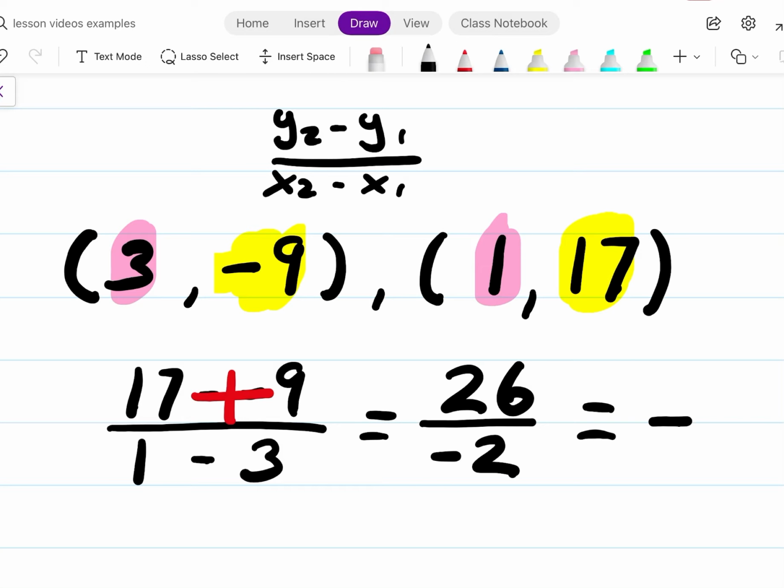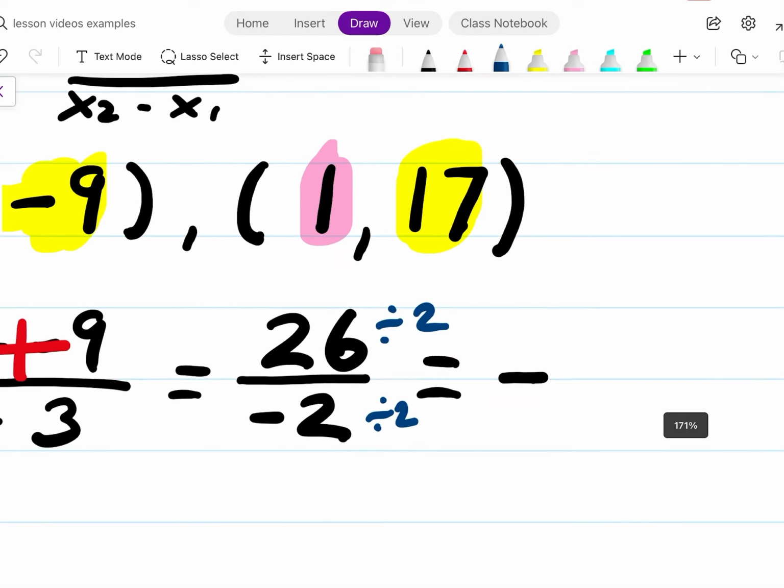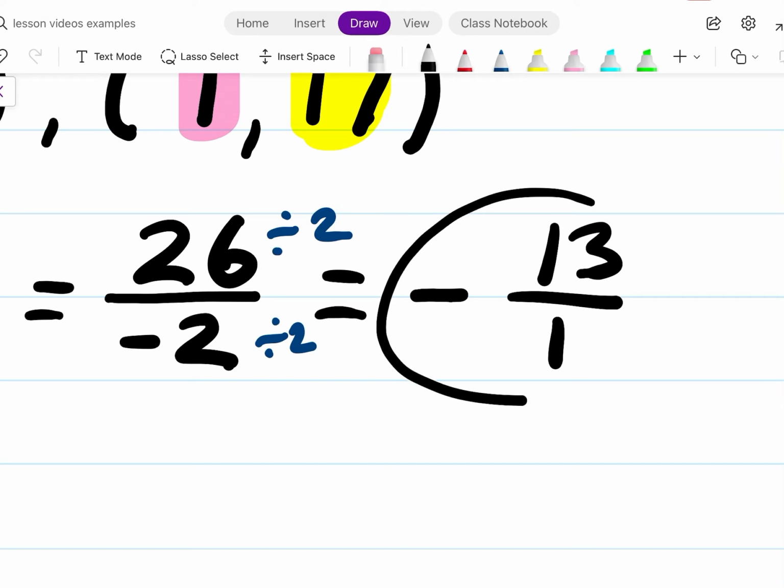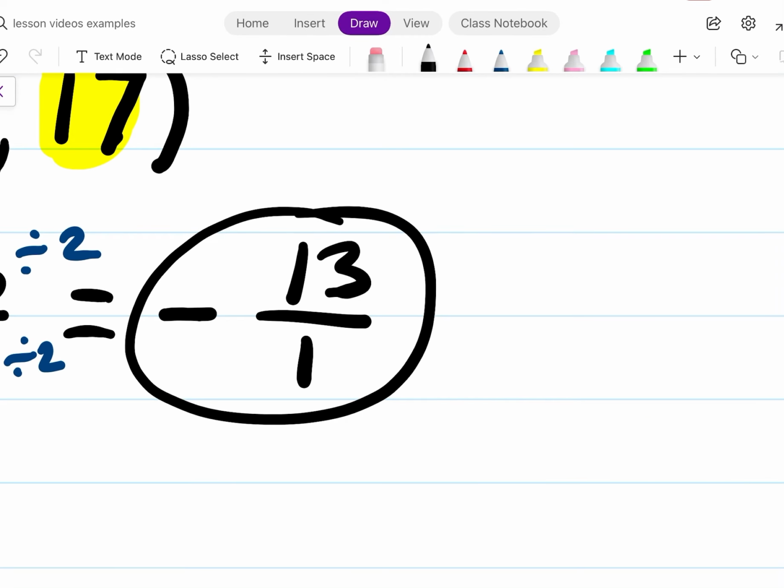So in this case, this slope is negative because you have 26 over negative 2. But you'll also need to reduce this. Now, different people may do it 2 different ways. We know that both of them are even, and we know that the largest even number that will go into both 26 and negative 2 is 2. So you can divide both of these by 2 to reduce this fraction. So 26 divided by 2 is 13. Negative 2 divided by 2 is negative 1. So you will have a slope negative 13 over 1. Some people may have the slope of just negative 13.